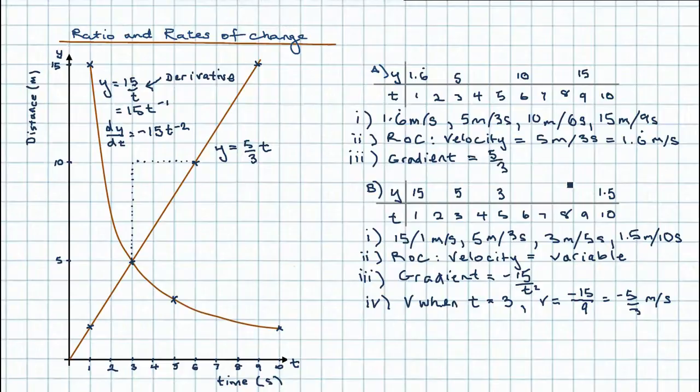So we could rewrite this. Let's just erase this. 5 divided by 3, so we've got minus 1.6 recurring meters per second. Okay, let's do one more. 5. What about the velocity when t equals 10?